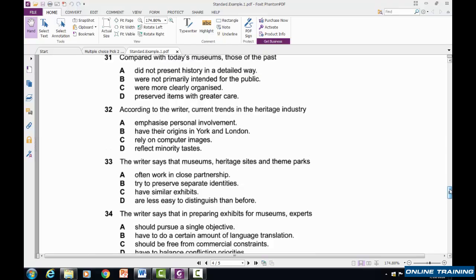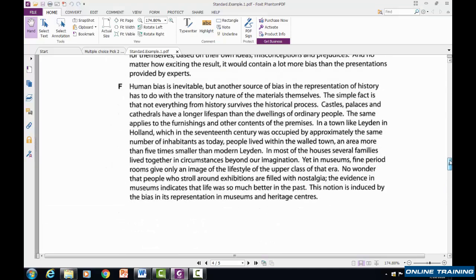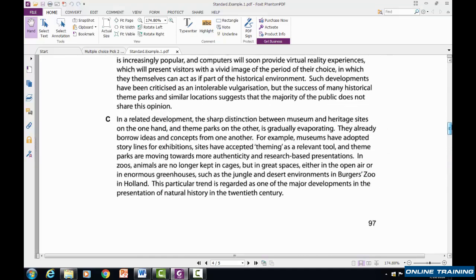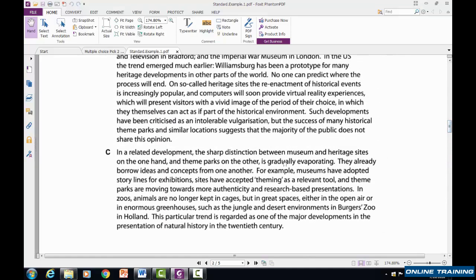We know it comes after 33. And as a reminder, 33 was from right here in paragraph C, so it has to come after that. And we're scanning for where it talks about preparing an exhibit.